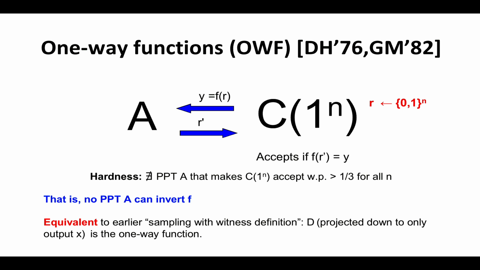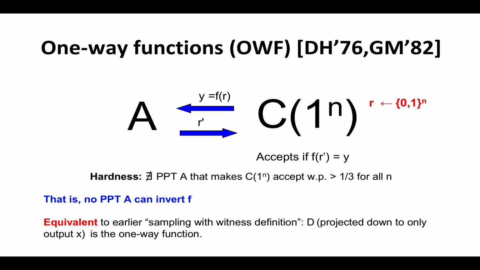This notion of sampling with a witness, as I already mentioned, is very closely related to the notion of a one-way function. That's really key in cryptography. So let me define the notion of a one-way function, and then we'll see why this is exactly the same thing as the notion of hardness on average when I sample with a witness. A one-way function is a function f that can be efficiently computed, but should have the property that it's hard to invert it.